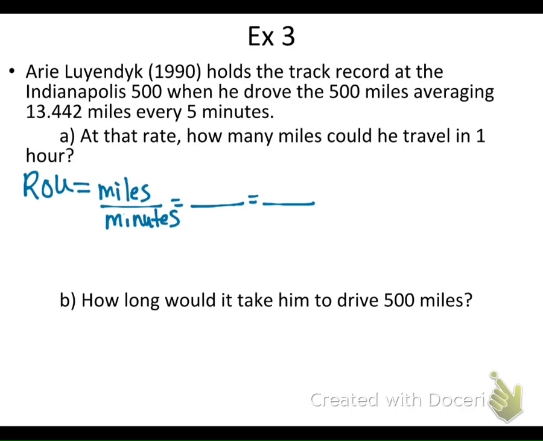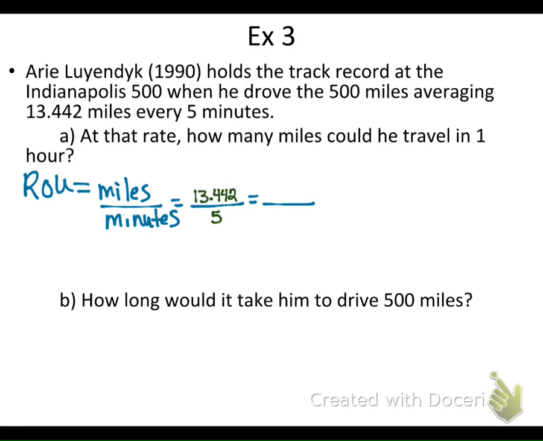Again, what information do we know so far? How many miles can he drive in how many minutes? 500. So, my 13.442 miles, is that going to go on top or bottom? Yeah, we're going to keep it at top with miles. So, he can drive 13.442 miles every 5 minutes. So that 5 minutes is going to go where? The bottom with minutes.